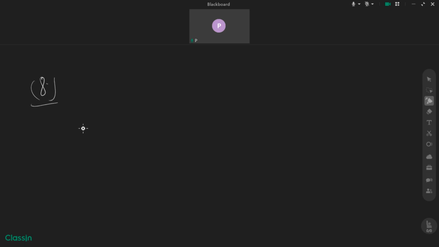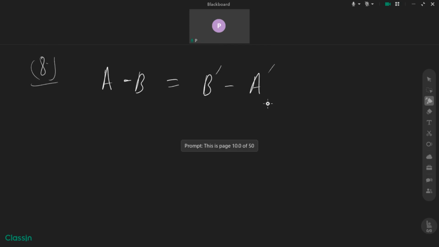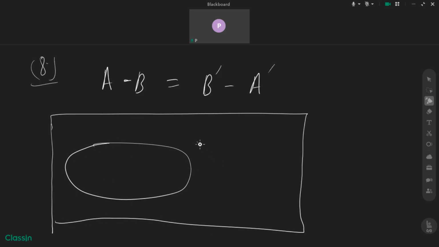Eighth property. The property is A minus B is equal to B complement minus A complement. Let's check it. Let's check it by Venn diagram. Let us say it's A, it's B. So A minus B, it will be this region.